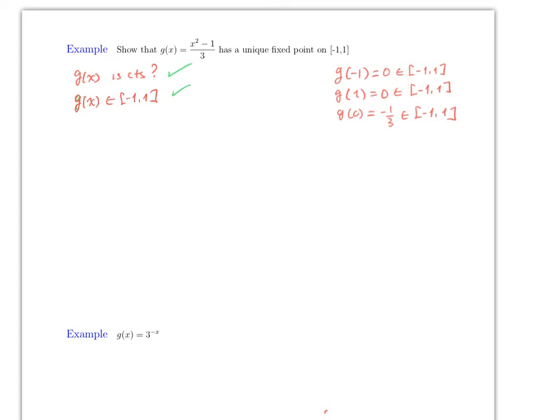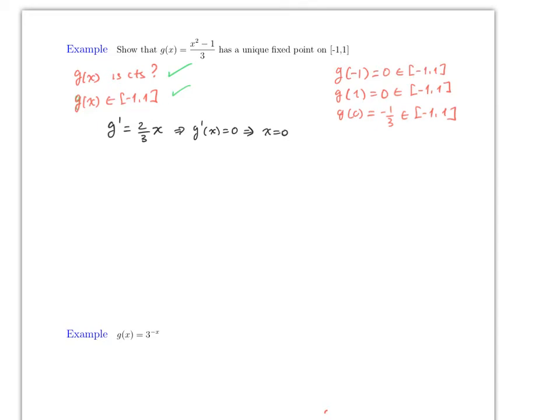Then we find the derivative. G prime is equal to 2x over 3. Now we find the critical value from here. G prime of x equals 0. That implies that x has to be 0. So this will give you the maximum, but we already saw that the maximum value is this, which is also contained between minus 1 and 1.